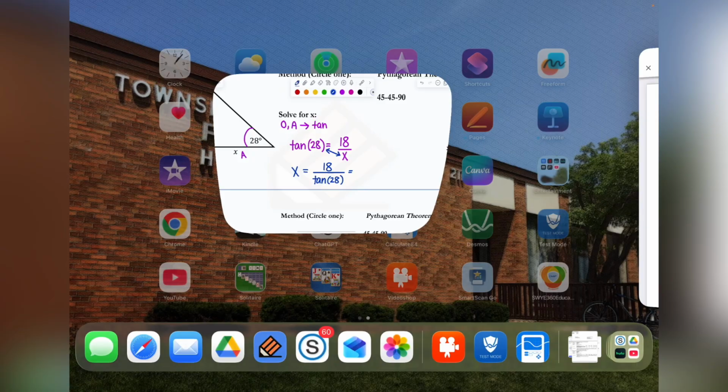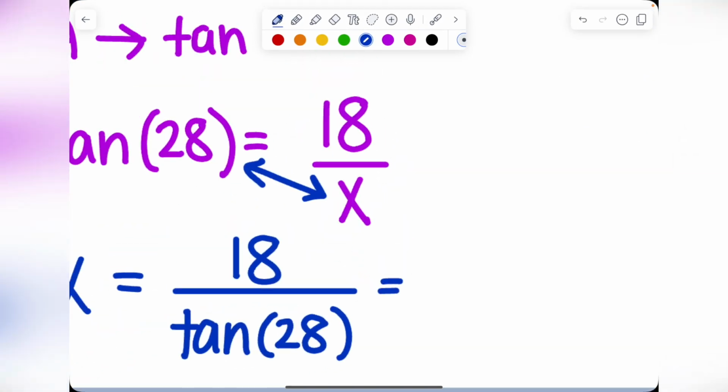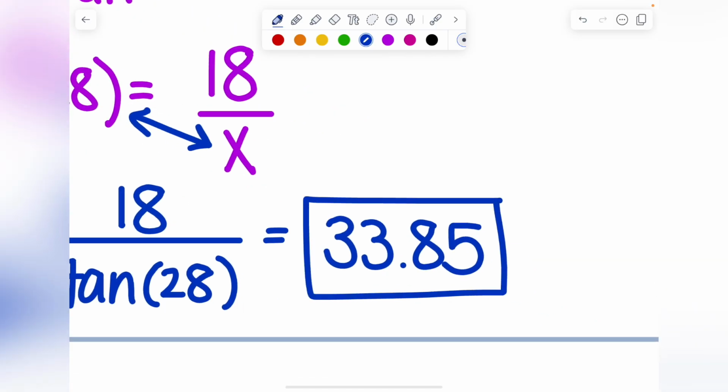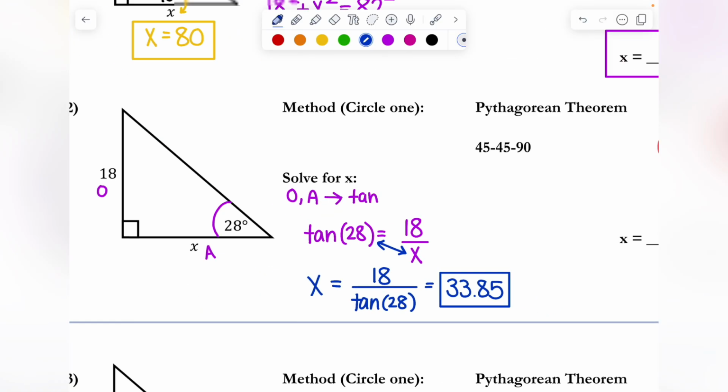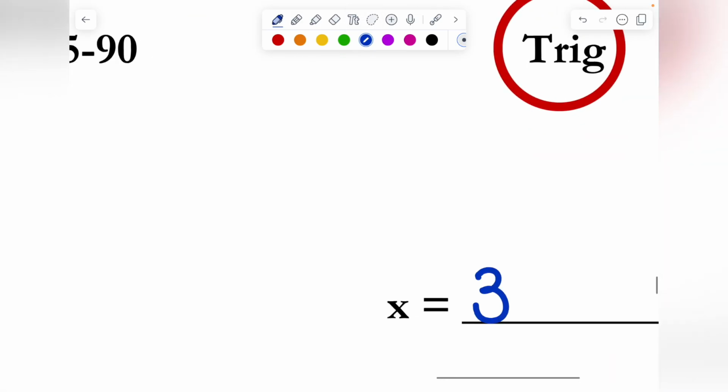Oh, no, sorry, I lied. We're looking for a side, so actually let's round it 2 decimal spots, 33.85. So just to clarify, when I'm looking for an angle measure, that's when I would have rounded it up to 34. But this is not an angle measure that I was looking for. It was a side. So I am going to round it just 2 decimal spots. So 33.85 is my answer for this one.